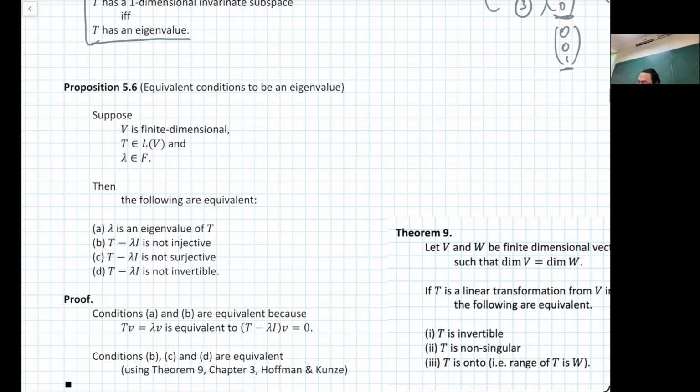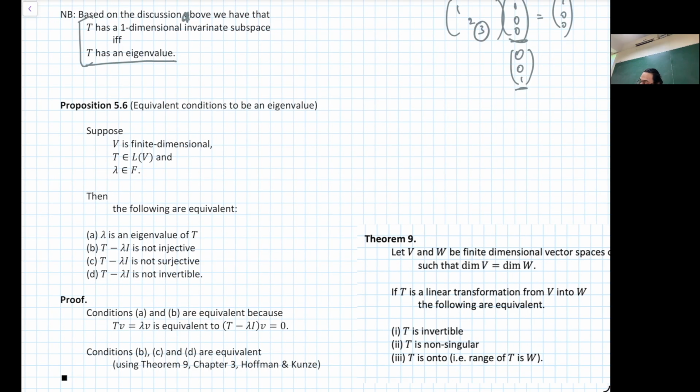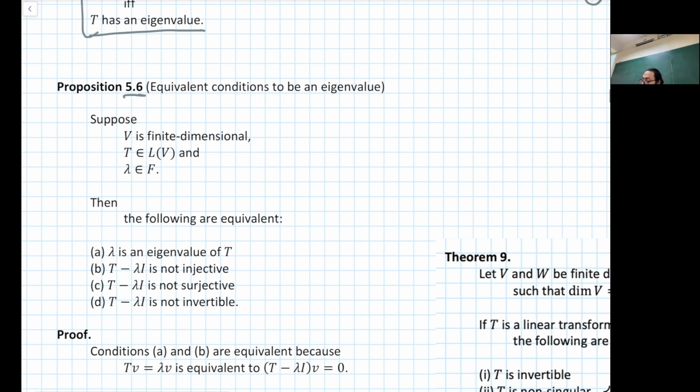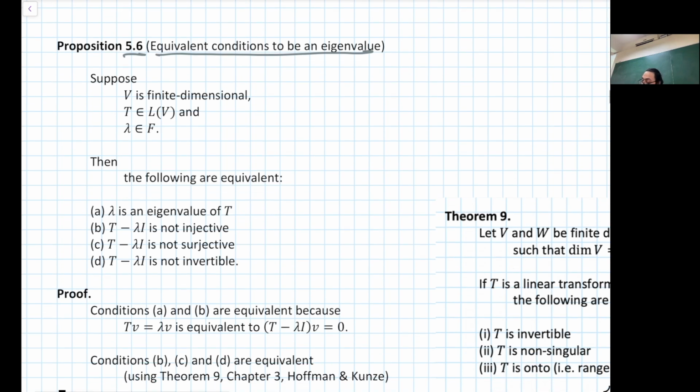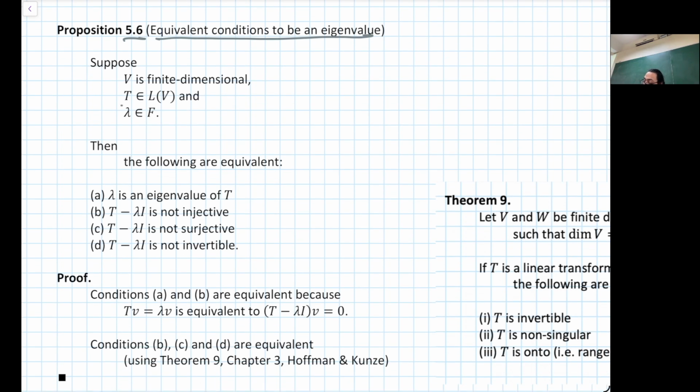All right. So let's do proposition 5.6. I should also mention that in the text, he doesn't use the word proposition or theorem or anything. I'm just using it because we've been using it all along. He tries to keep it a bit more informal because he just says statement 5.6. Okay, so proposition 5.6 is basically going to give you equivalent conditions to be an eigenvalue. Suppose V is finite dimensional and T is a linear operator and lambda is in F.